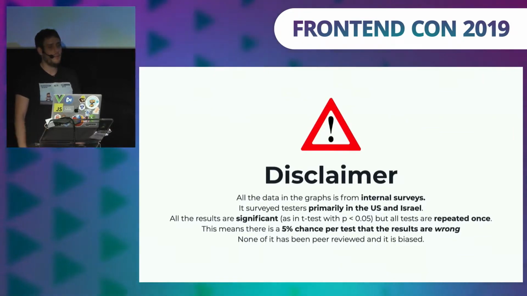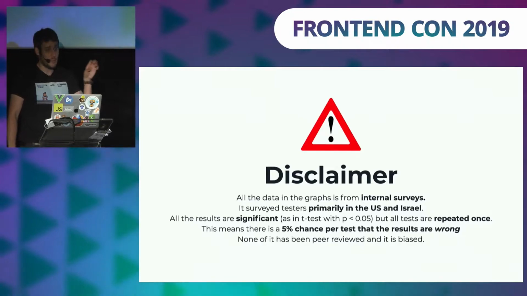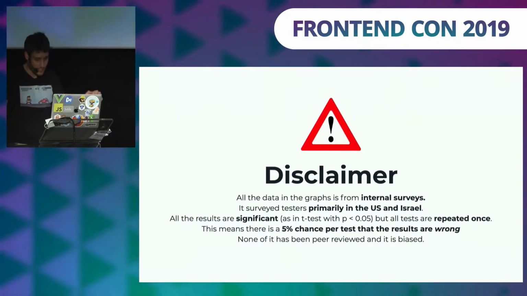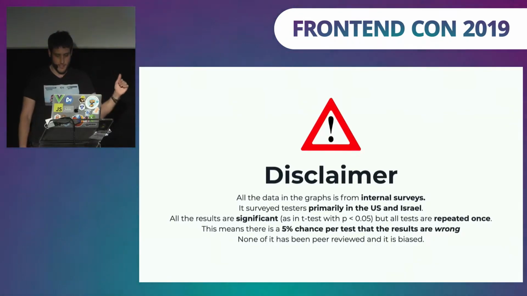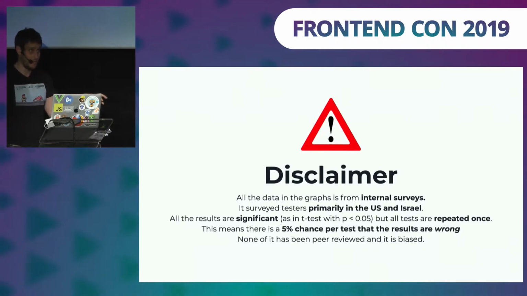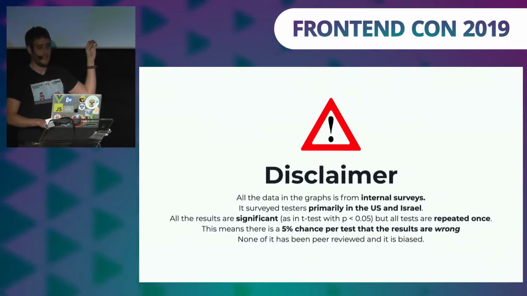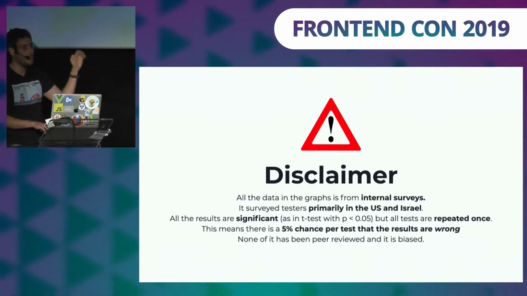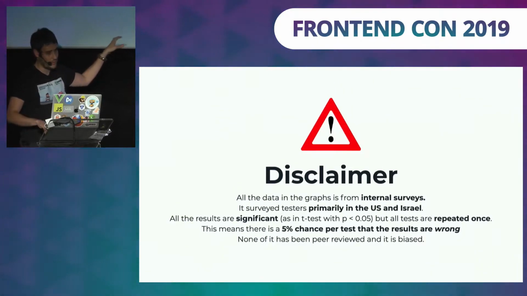Right, so I'm going to show some data in this presentation. All the data is from internal surveys. It's primarily based on companies in the US and Israel. Everything I'm going to show is significant, as in the t-test, but all the tests are repeated once. So please take everything I show with a grain of salt, because a t-test with a p less than 0.05 means there is a 5% chance that any visualization I'm showing is wrong.